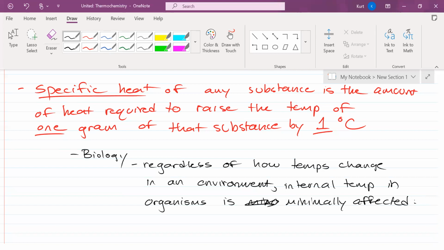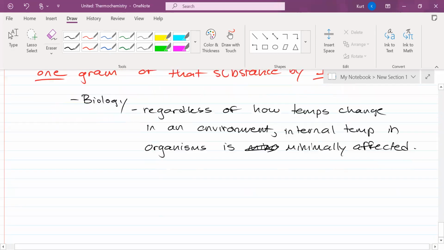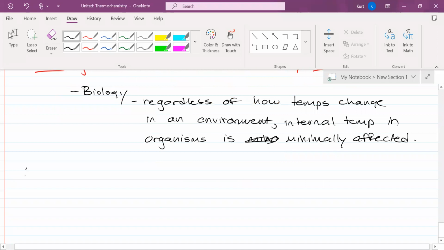Arshan, you have your hand up. What's up? So calories are based on the specific heat of water. Yes. Okay. So every substance has its own specific heat.